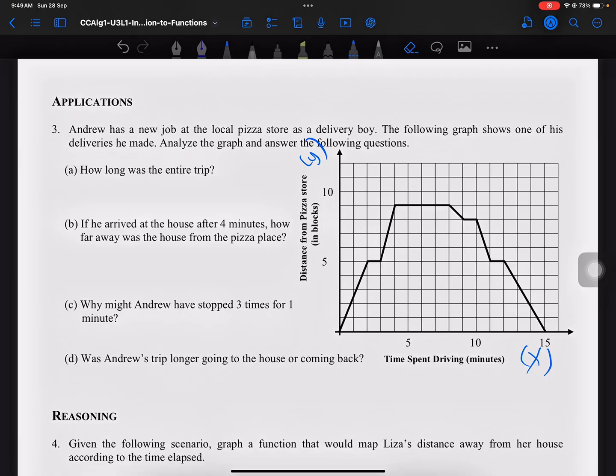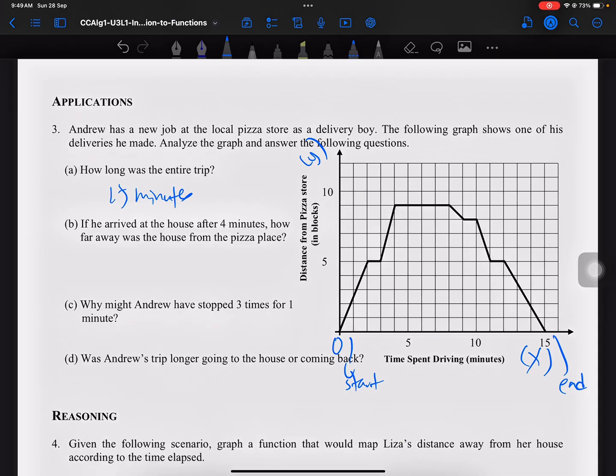Look at the graph. It starts at 0 minute, and ends at 15 minutes. So the whole trip took 15 minutes. So this is start, end.